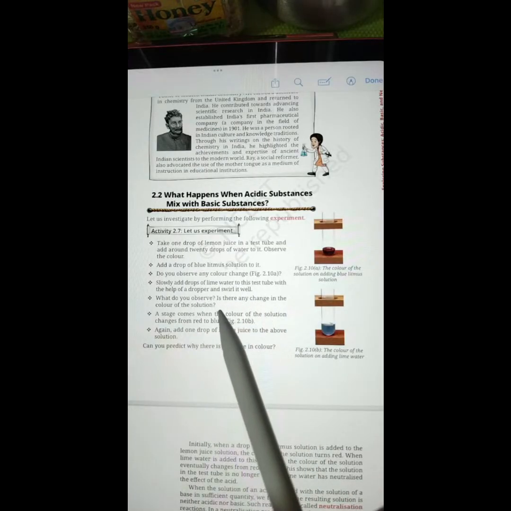Slowly add drops of lime water to this test tube with the help of a dropper and swirl it well. What do you observe? Is there any change in the color of the solution? A stage comes when the color of the solution changes from red to blue. Again, add one drop of lemon juice to the above solution.